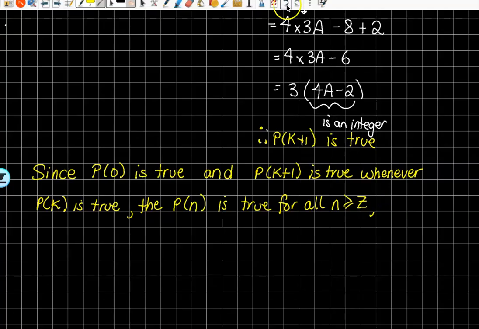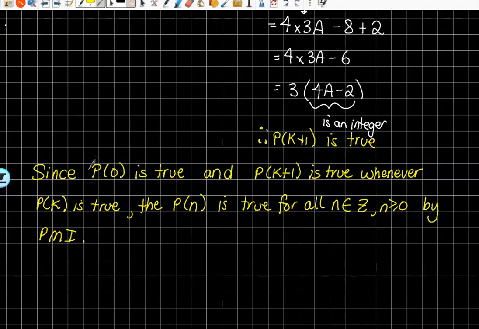By PMI. So that is just summing up everything. The whole thing was we had to prove P of n was true. So 4 to the n plus 2 was divisible by 3. Have we done that? Well, I think we did, because we proved that P of 0, the first value for n, was true.